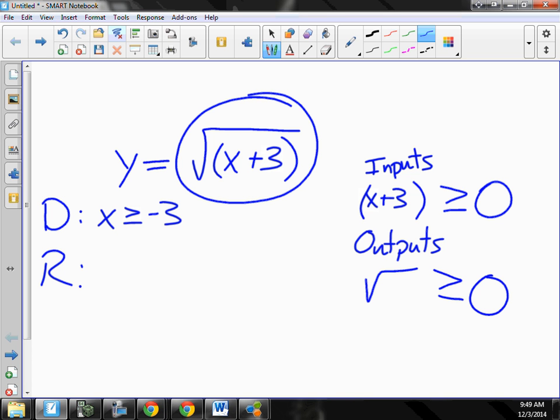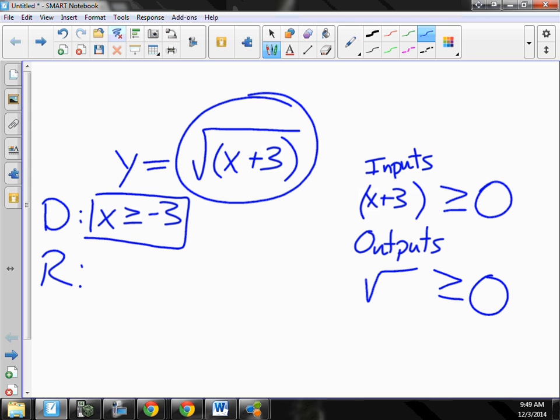Okay, can I plug in negative 4? No. Negative 4 would give me a negative 1, and I cannot square root negative 1. So the input values are restricted. I'm only allowed to plug in numbers from negative 3 up. Okay? What about the output values?